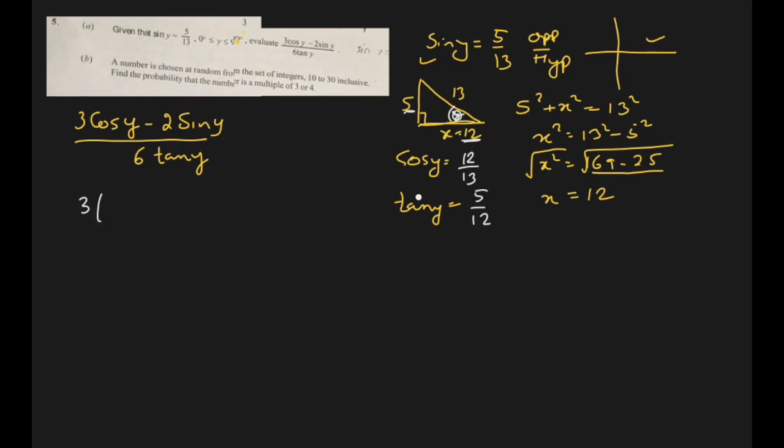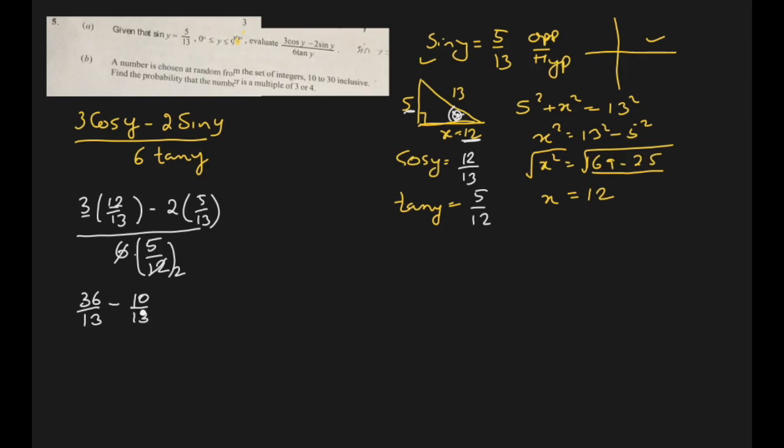3 times cos Y, we just got cos Y, 12 over 13, minus 2 times sin Y, which was given to us, 5 over 13, over 6 times tan Y, 5 over 12. Okay, so can we cancel? Yes, we can cancel this one. So 5 over 2, right? So it becomes 3 times 12, 36 over 13, minus 2 times 5 is 10 over 13, divided by, I again don't want a fraction inside a fraction, so I'll write divided by 5 over 2 here.